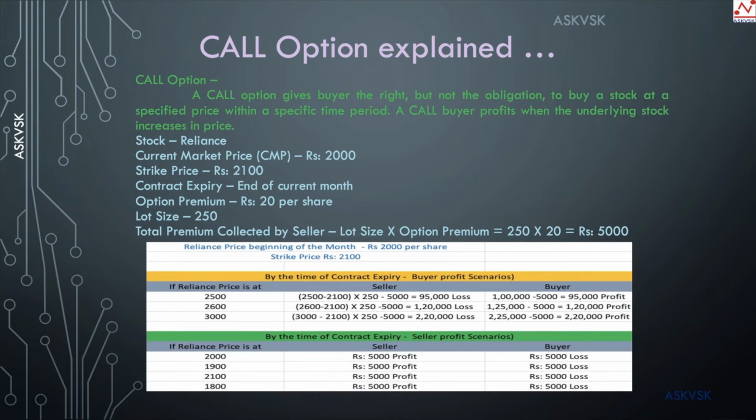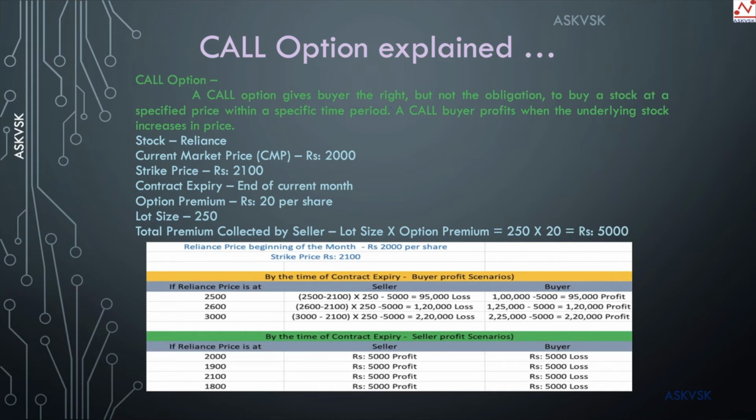So as you see, if the price of the Reliance stock is either rupees 2000 or 1900, or even for that matter exactly the same as the strike price, even if it is at 2100, even then the buyer is not going to make any profit here, because in the spot market or in the current market, he is able to get the same Reliance stock by the end of the month at rupees 2100. Then there is no difference, either you go and buy from the seller or you go directly buy from the market.